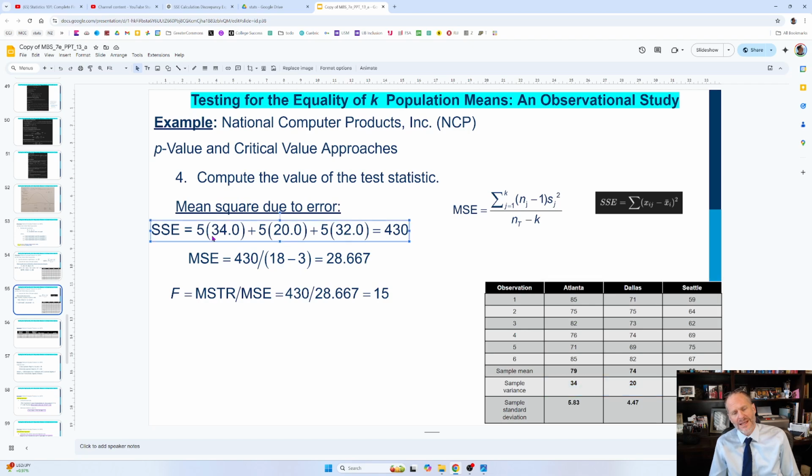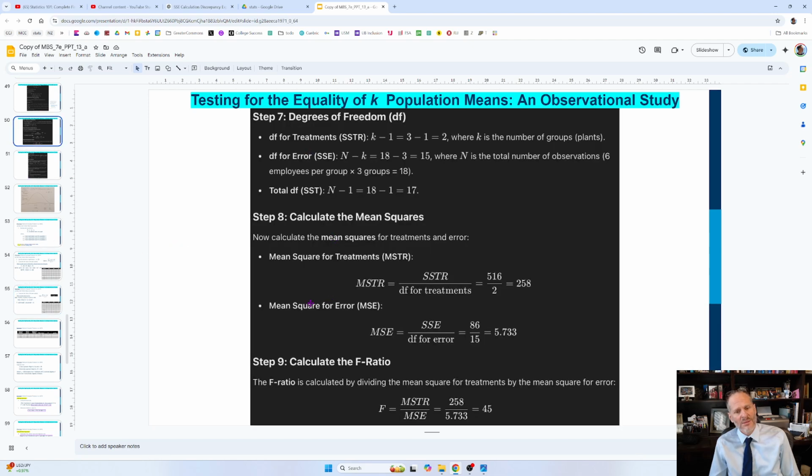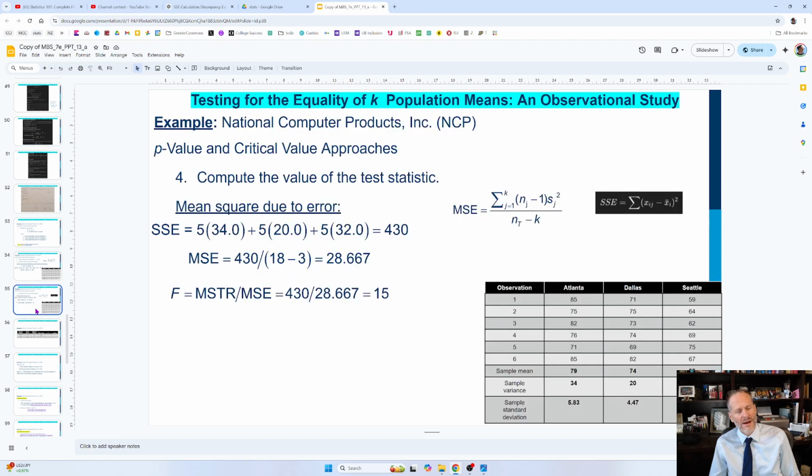That's your SSE, sum of square errors, and then you get your mean square for error by dividing the SSE by your degrees of freedom for SSE, and you get 28.667. Then to get your F statistic, put your MSTR, that's your variation between treatments, over your MSE, that's your variation within treatments, and you divide those two and you get 15.